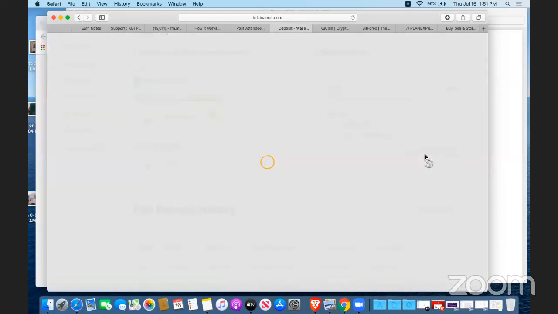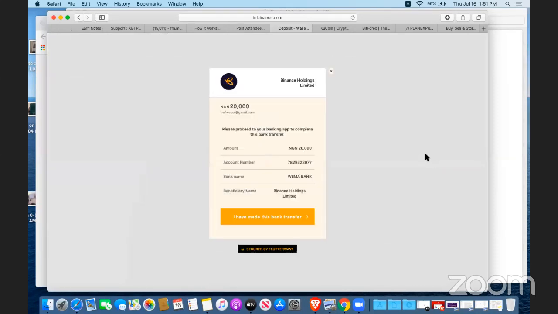Continue. When you click on continue, it's going to take you through Flutterwave. Now, you are meant to make the transfer of 20,000 naira into this account, Wema Bank, Binance Holding Limited, and then you send it in. Now, let's experiment something. Be careful when you are doing transfer. Immediately you do the transfer, please do not exit that page. Ensure you try as much as possible to wait.